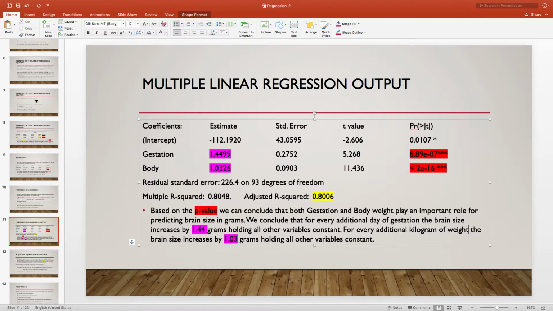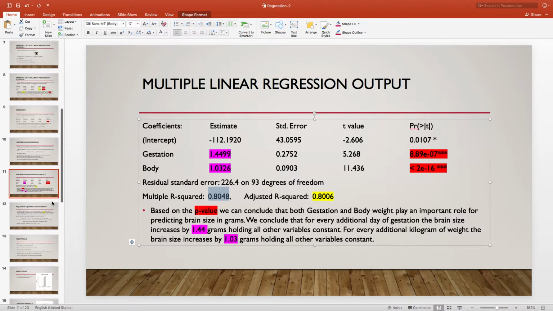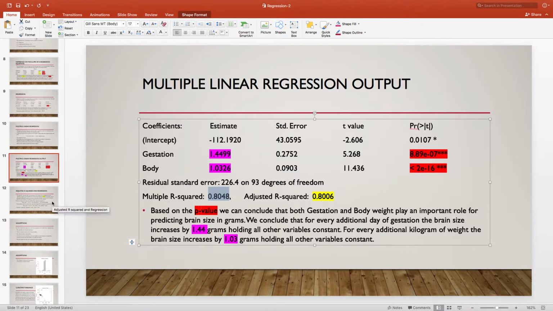And one thing is that this model explains about 80% of the variation in the data. Okay, this is a less conservative estimate, but it's also roughly 80%. Okay, and that's just a review from material we've covered in simple linear regression. You might ask, how is this different than multiple R squared? Well, let me tell you.